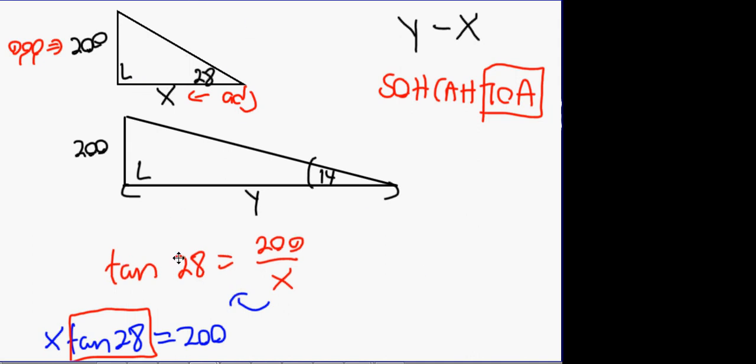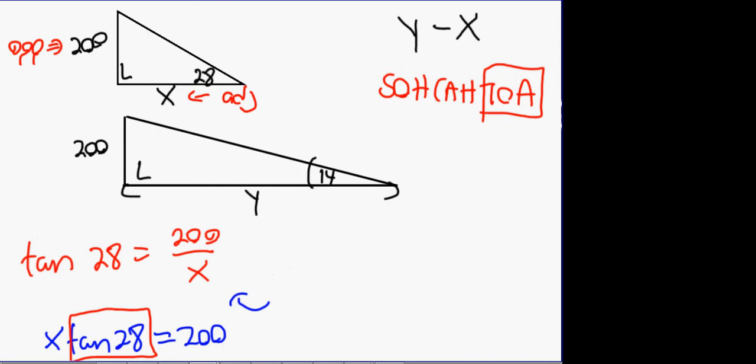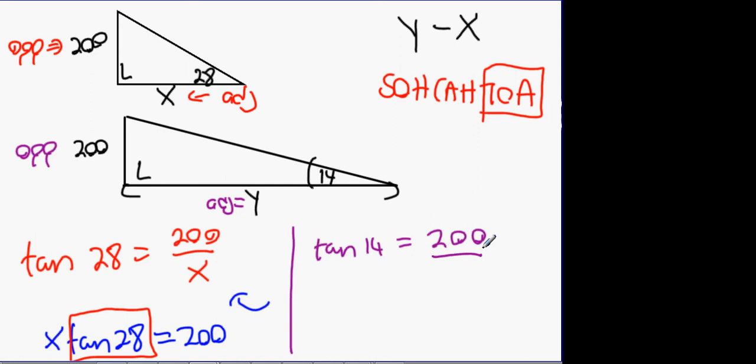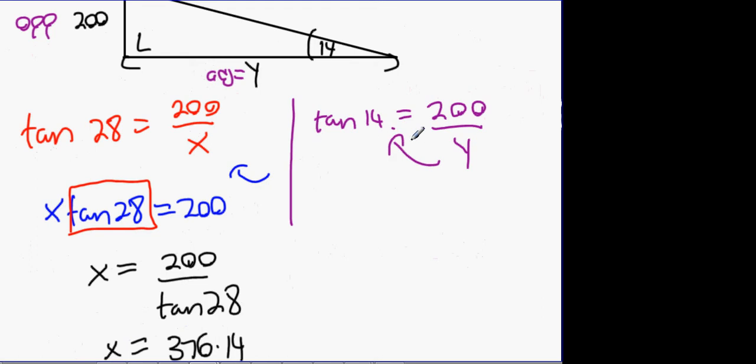Okay. Now that that's done, we're now going to work off this one, and we're going to do this in purple here. Now, what sides do I have here? I still have opposite and adjacent. Tan 14 equals opposite, which is 200, divided by adjacent, which is y. Cross multiply again. It's best just to move that one up and that one down in one go. And you get y equals 200 divided by tan 14, which is 802.16.